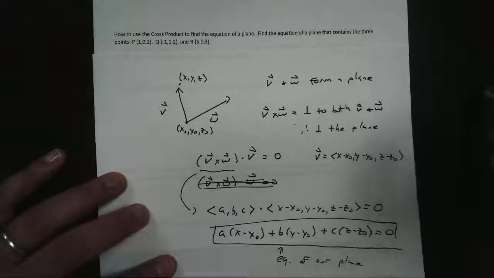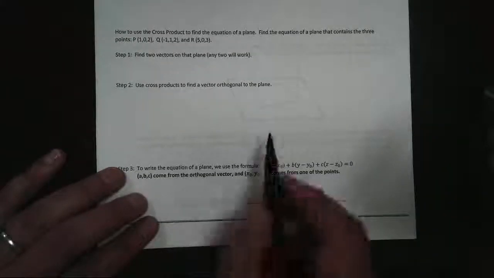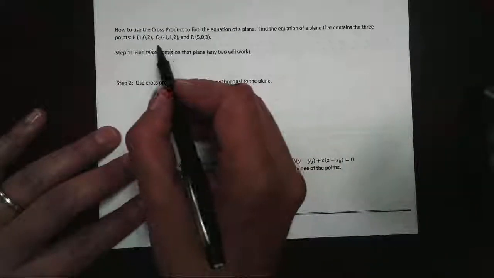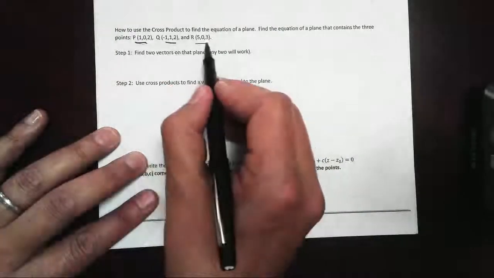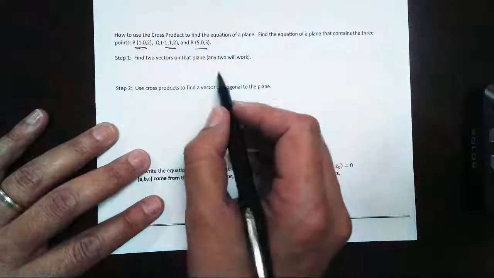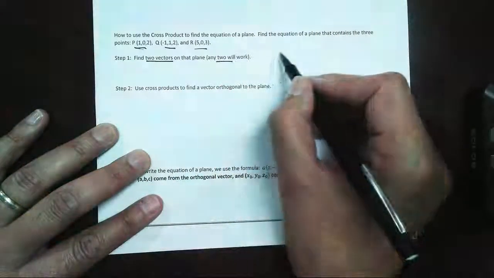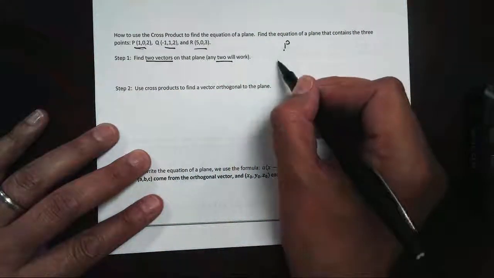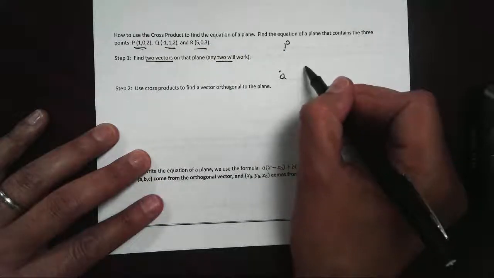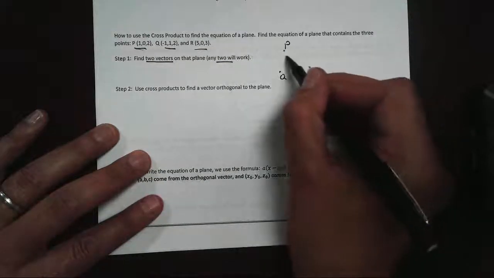So let's take a look at an example. We want to find the equation of the plane that contains the following points, P, Q, and R. Well, the first thing we have to do is find two vectors in the plane. Any two will work. So I'm going to list it out, P, Q, and R.